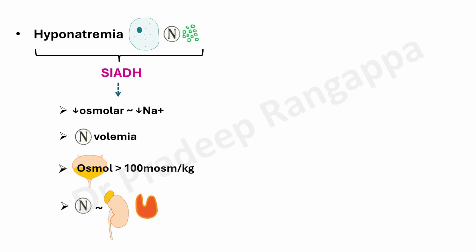And if you have to call SIADH, there are only two things you have to do. Please rule out adrenal insufficiency, and please rule out hypothyroidism. That's why we have to do cortisol levels, and we have to rule out thyroid. And if thyroid is normal, cortisol is normal, normal extracellular fluid, hypoosmolar hyponatremia is almost always SIADH in ICU.